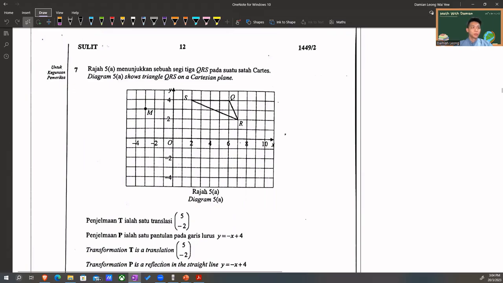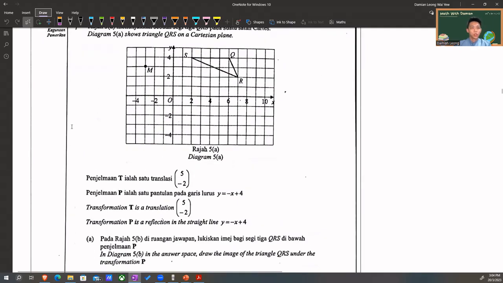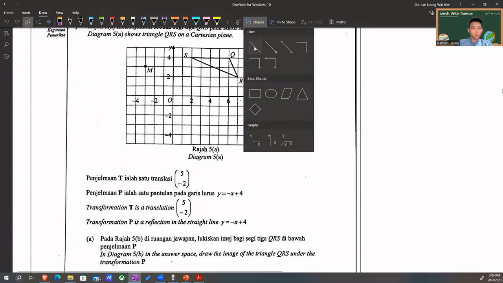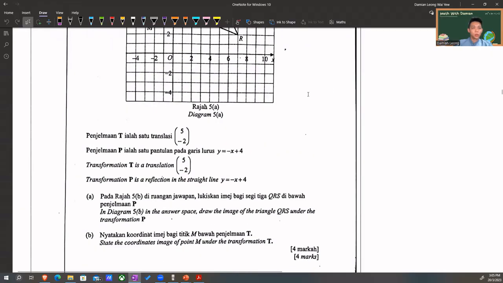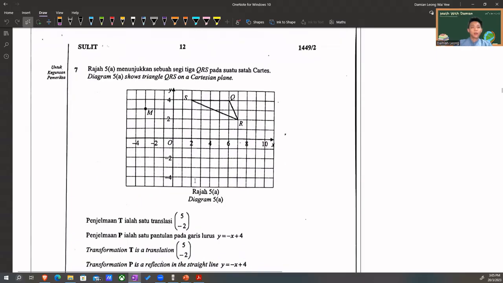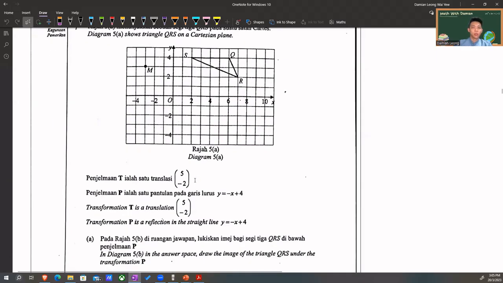Question 7. Transformation T is translation (5, negative 2). Transformation P, reflection in the straight line y equals negative x plus 4. Okay, so draw the image of QRS under transformation P. Transformation P, reflection in a straight line y equals negative x plus 4. Let's draw a line y equals negative x plus 4.